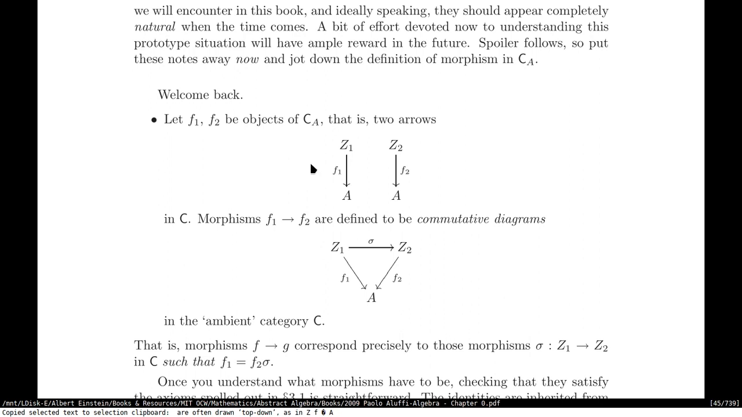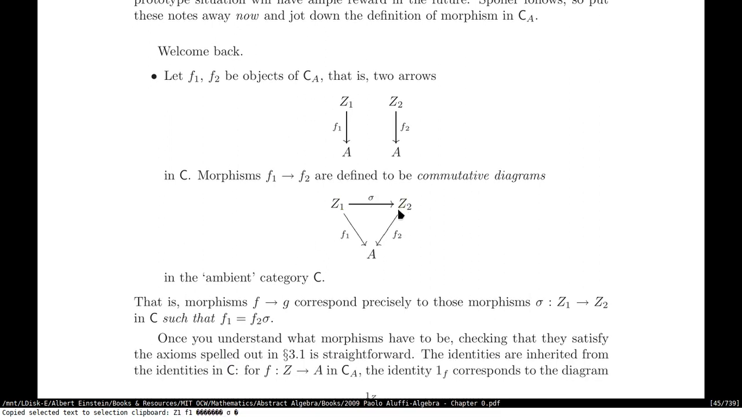So here we do exactly that. So you have z1, so instead of x, they take z1, and you have z2, and you have both of them coming to A using different morphisms f1 and f2, right? And the objects are these morphisms f1 and f2 of this category. So now what you do is you try to have a morphism between these two, right? And how you do that is by having something like this. You have the sigma, which goes from z1 to z2, right? So it connects these two morphisms, and it gives you a commutative diagram, right?